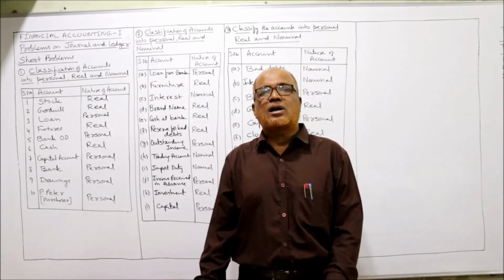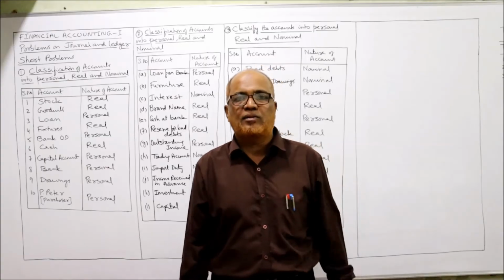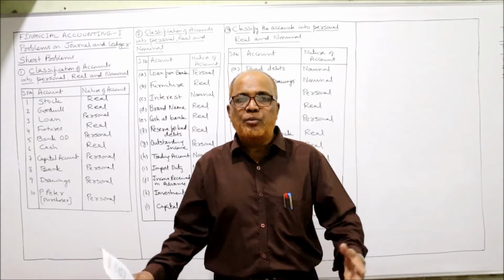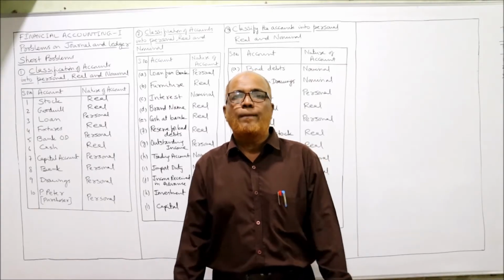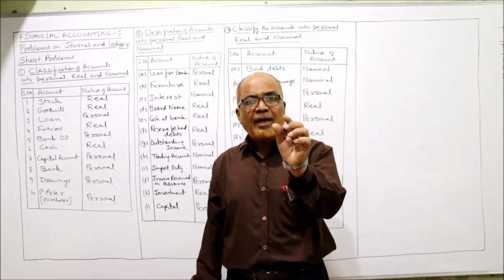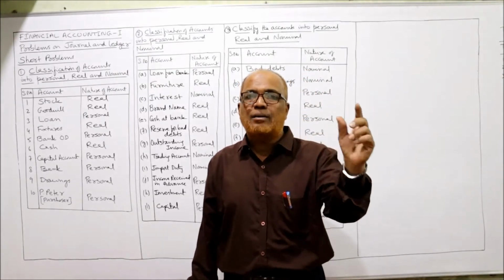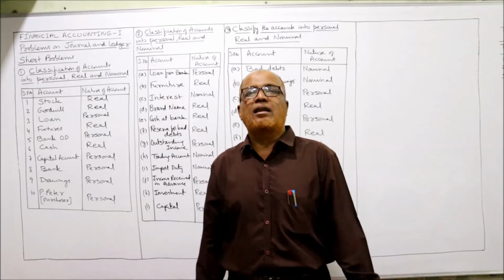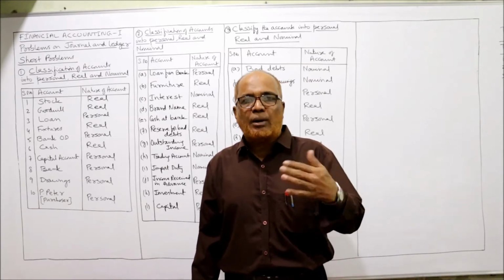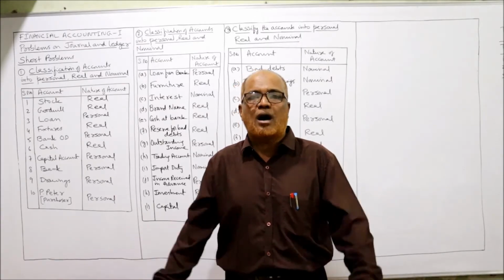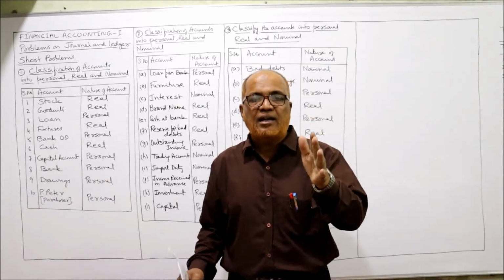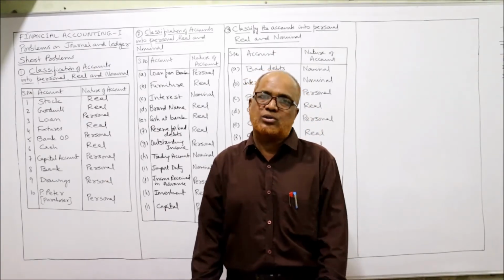Real accounts are those accounts relating to assets and properties like building account, machinery account, furniture account, equipment account, computer account. These accounts are called real accounts. And nominal accounts are the accounts relating to expenses, losses, incomes and gains. Example, salary account, rent account, wages account, electricity bill, telephone bill, discount, commission, interest, all these are nominal accounts. So before classifying, you must have clarity regarding these three types of accounts.